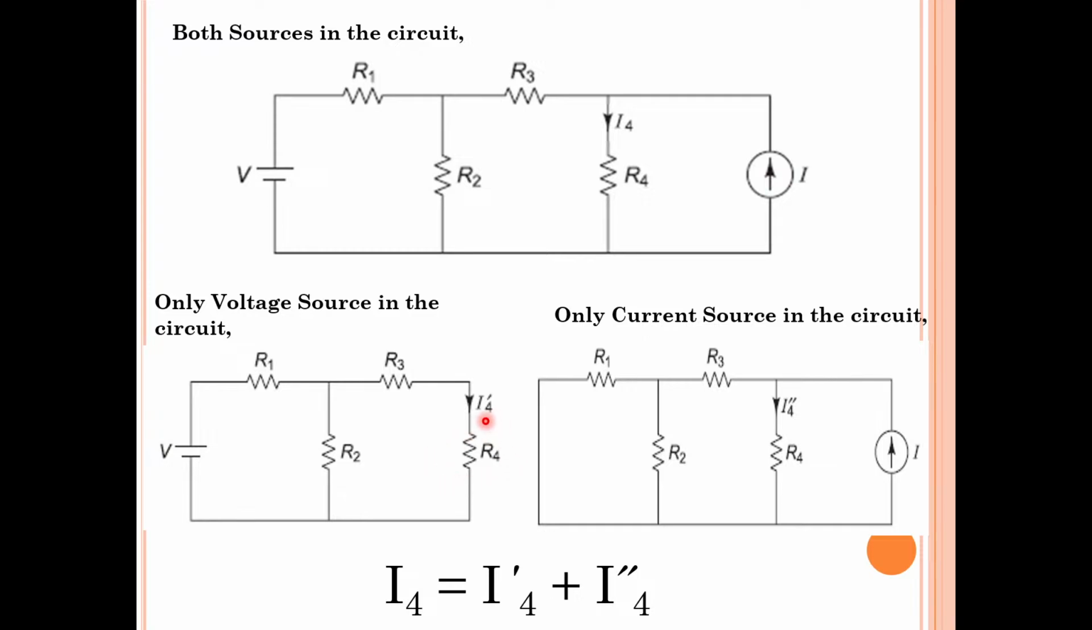I want to calculate the current flowing through this resistor theoretically, or you can measure it practically also. Whatever current flows through this R4, the same current will not flow, because earlier both the voltage source and current source were there in the given circuit. Now only one source is there, so definitely the current flowing through R4 will change. Let us assume the current flowing through R4 only because of this voltage source is I4 dash. I4 dash is the current flowing through R4.